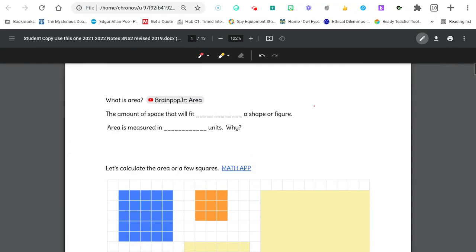All right, so today we want to focus on another standard. It's called Standard 8NS2. And the piece we're going to learn is how to approximate an irrational number.